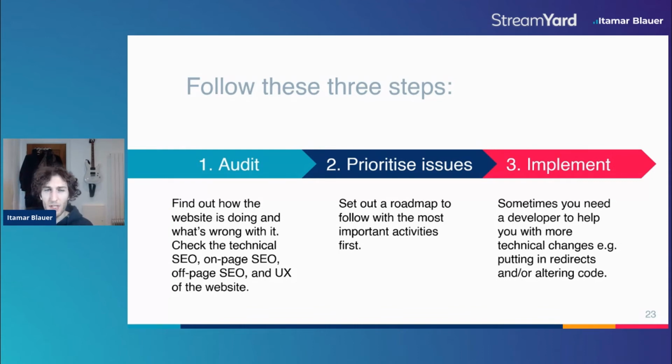The second step is you want to prioritize the issues. So you can set out a roadmap, and then you can list out the most important activities to focus on first, and then you'll be able to track your progress over time and see how you've developed in terms of that roadmap. And lastly, you want to implement.